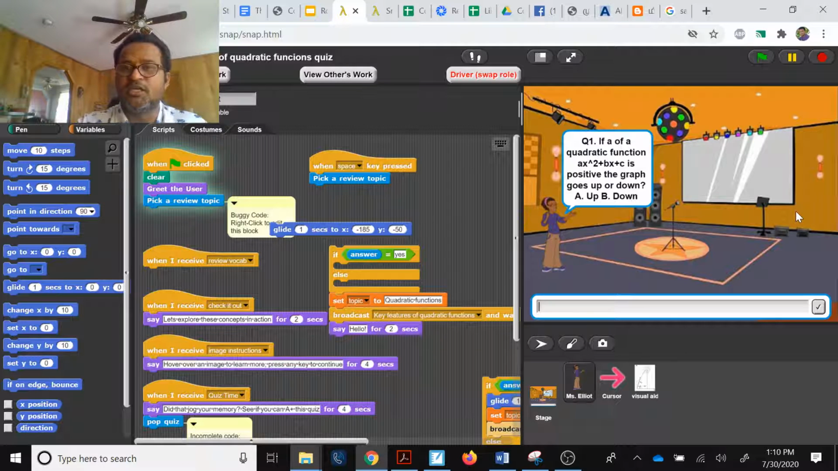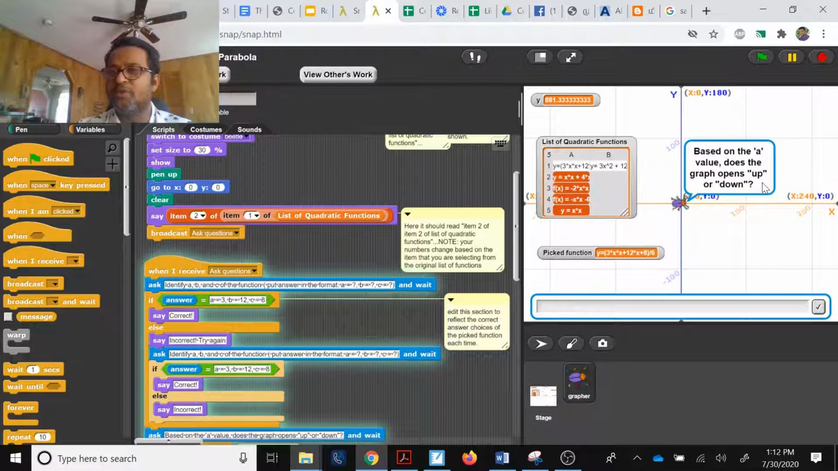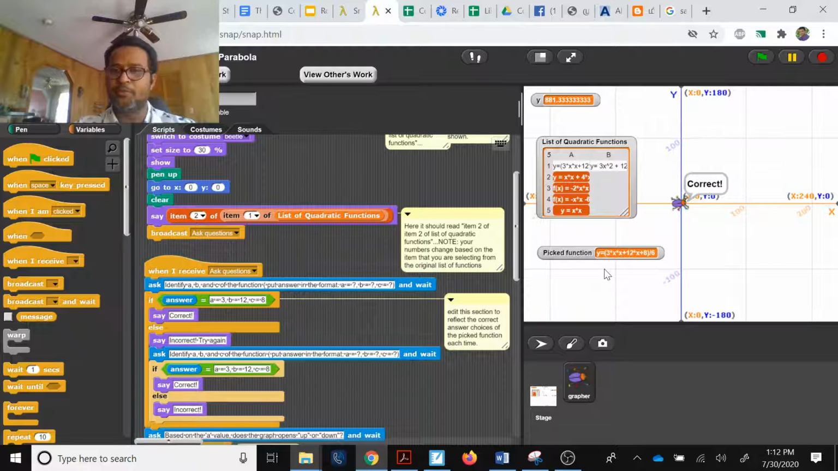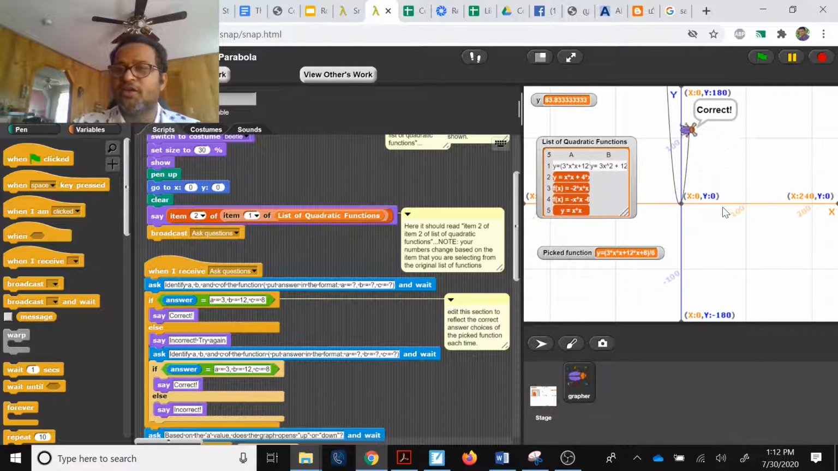it starts asking questions. So if a of a quadratic function ax squared plus bx, does the graph open up or down? So the a value is positive. The graph obviously opens up. So if I press up, then it says correct. And then it shows the sketch of a graph. So this is how we have made the project.